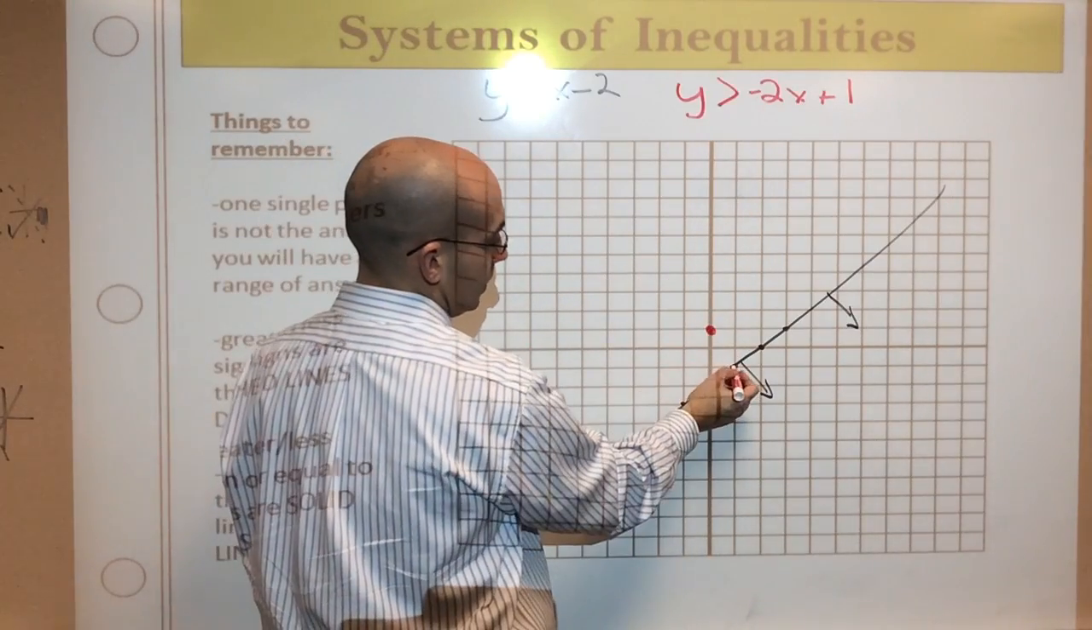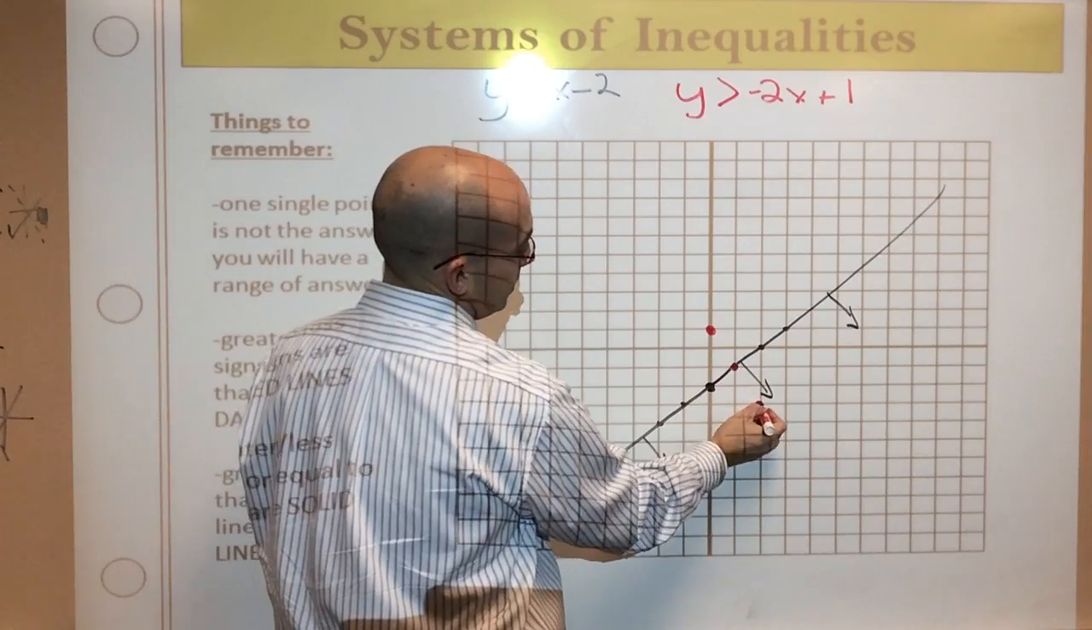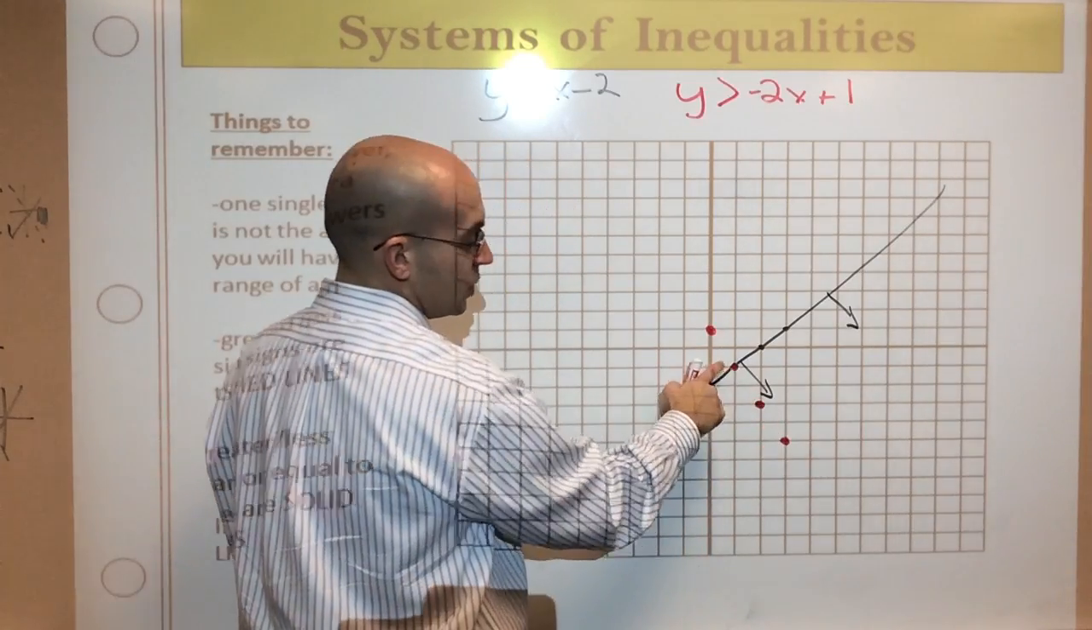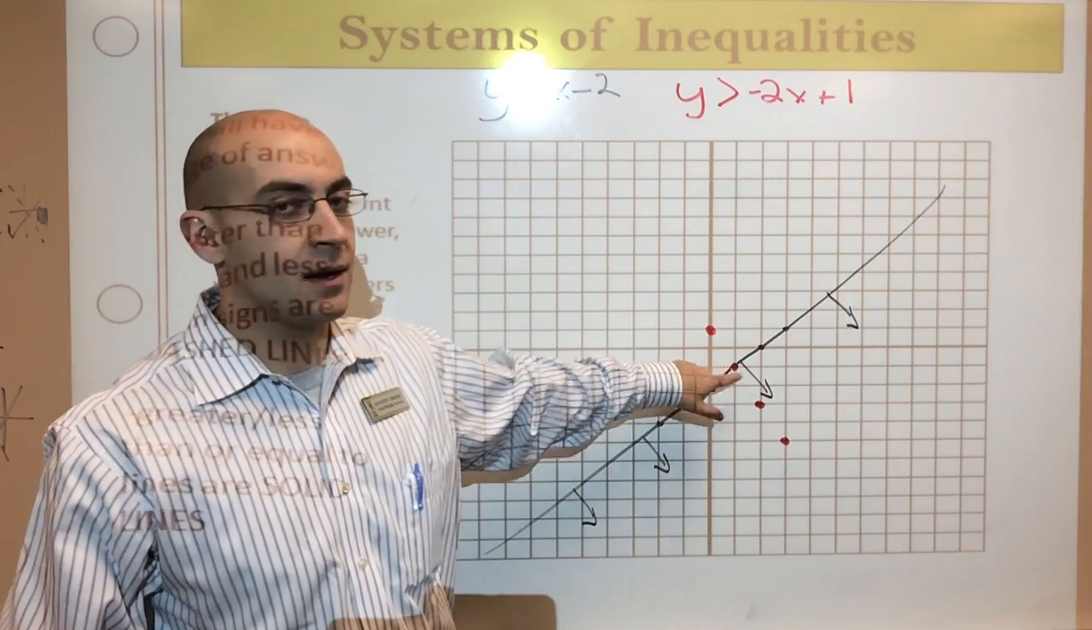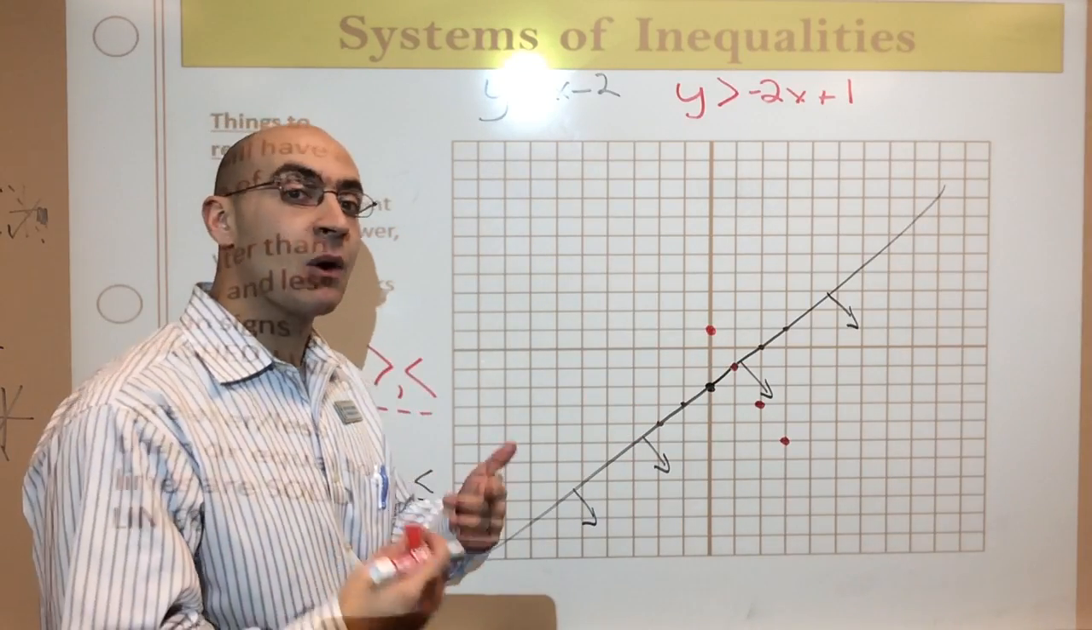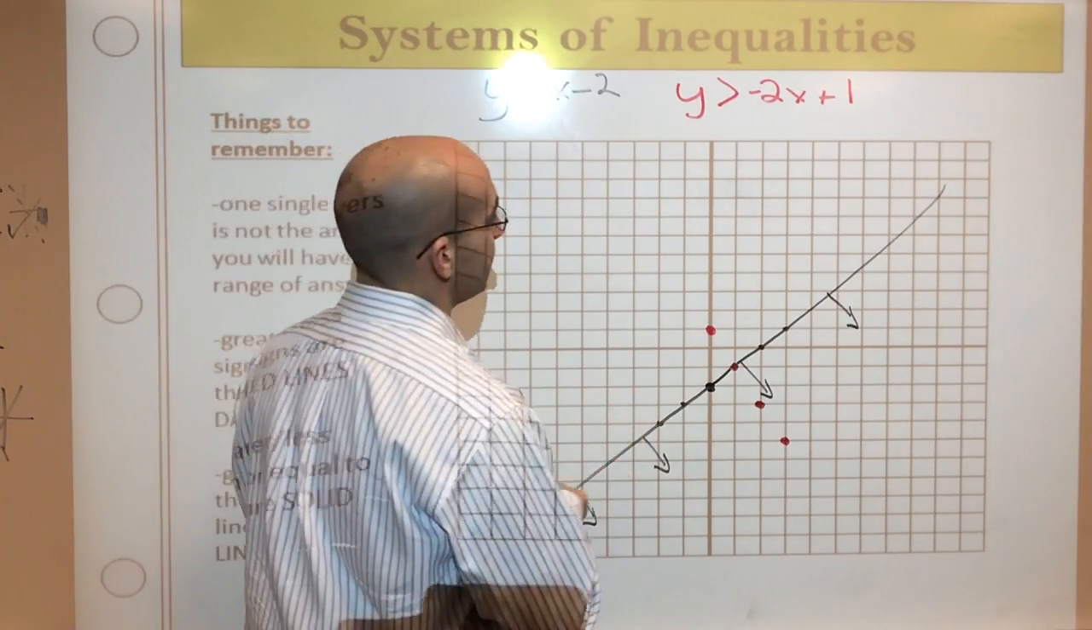So down 2 over 1 is the slope. Now, just because they have a point there, the common point, if this was a system of equations, that would be the answer. This isn't a system of equations, this is a system of inequalities. So one single solitary point is not the answer.